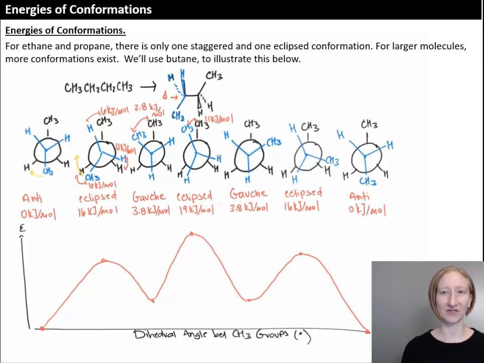So we fill in the points that correspond to those energies, and then we can map the full energy diagram here. And what you see again is that we have the lowest energy in the anti-conformation. And as we approach an eclipsed conformation, that energy increases. And then as we move away from the eclipsed conformation, the energy decreases. We reach the gauche conformation, which is sort of an energy well, or an energy minimum. And then as we approach the next eclipsed conformation, the energy begins to increase again, and so on.